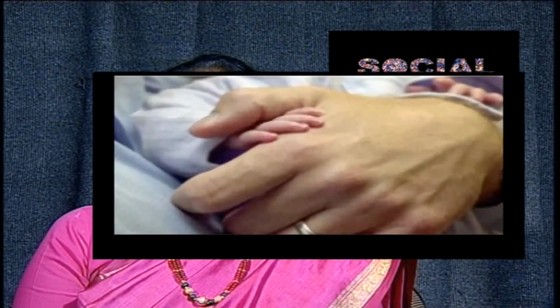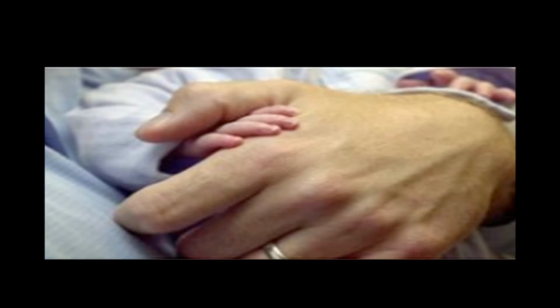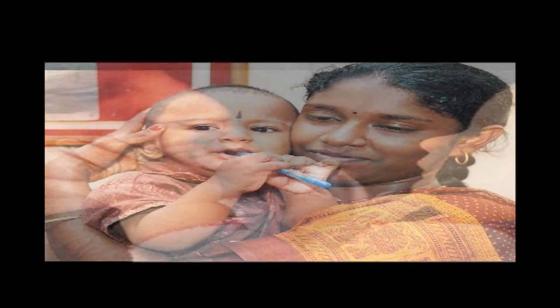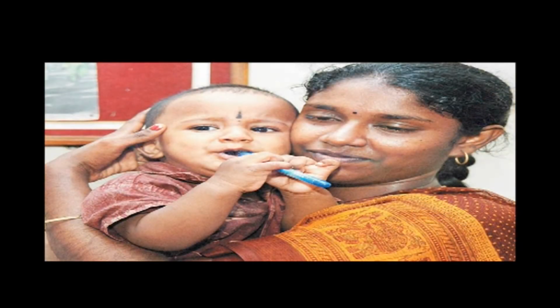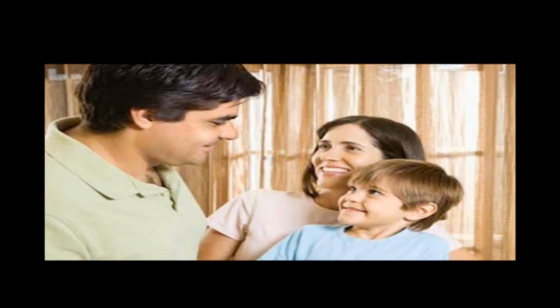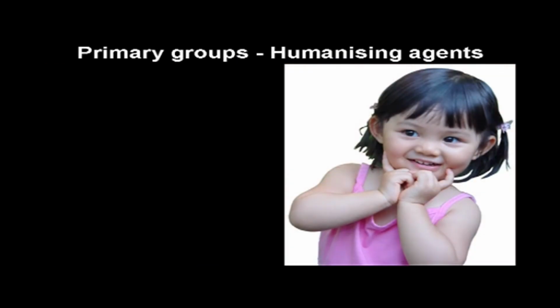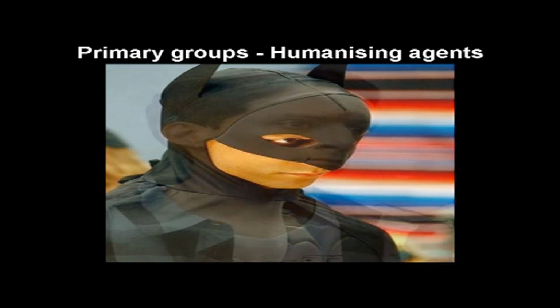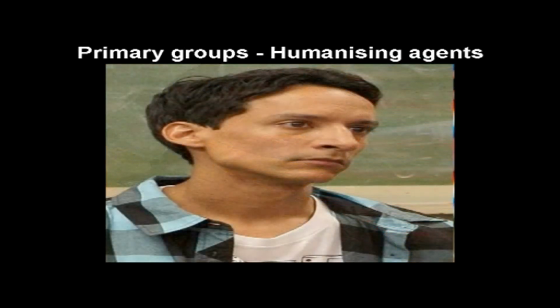The other important features of primary groups are: primary groups are the groups in which the child finds itself soon after its birth. The social norms, group standards and morals are inculcated to the child by the primary group members within the family. The child is introduced to the culture of the society through the primary group relationships. Therefore, primary groups are humanizing agents.